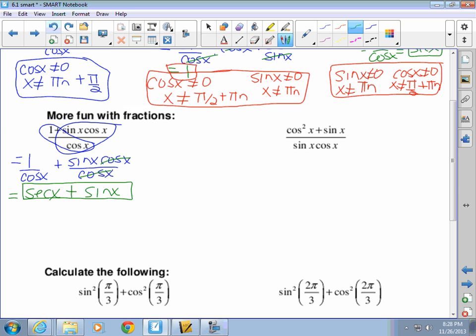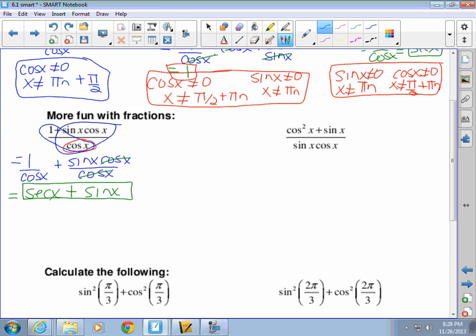Restrictions. This one didn't ask for restrictions, but if it did, what's underneath is that cos x, so I'd have to do that one. Alright, cos squared x plus sine x divided by sine x over cos x.